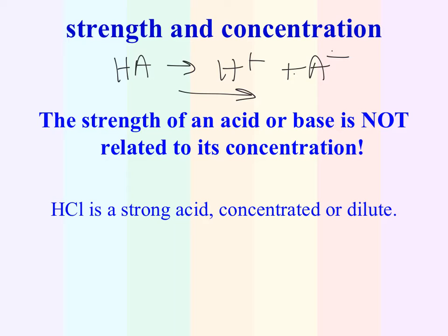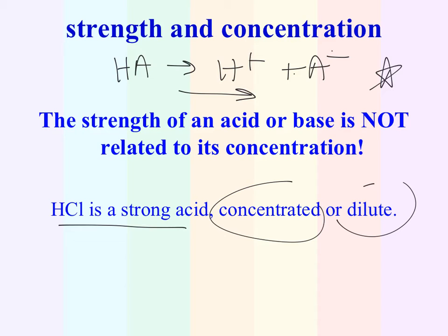Now, the strength of your acid or base, guys, remember, has nothing to do with the concentration. It only has to do with this equilibrium position. So HCl is going to be a strong acid whether it's in its concentrated form or even in its dilute form. It doesn't matter what you have in terms of quantity. All that matters is that equilibrium position. So HCl is going to be a strong acid regardless of your concentration.